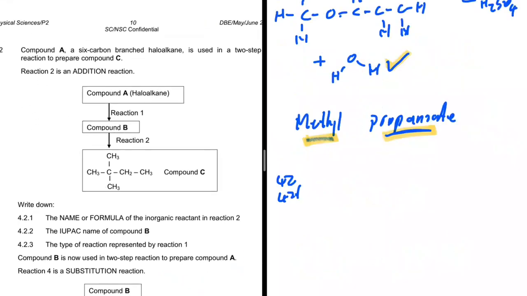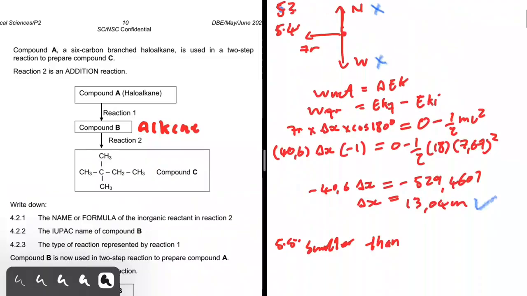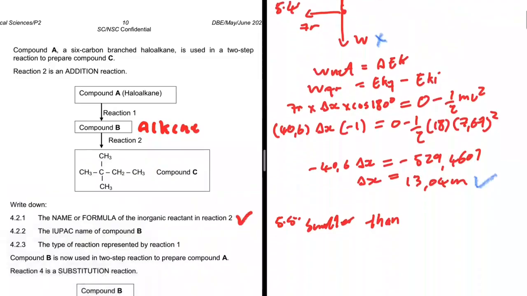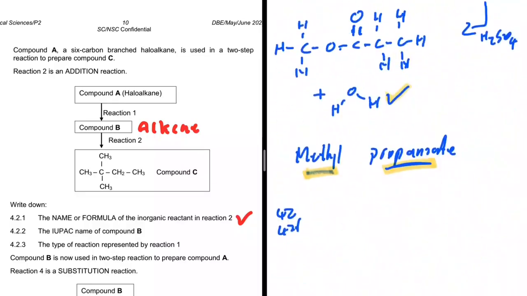4.2. Compound A is a 6-carbon branched haloalkane and it is used in a 2-step reaction to prepare compound C. Okay, so compound A, and then we go to B, and lastly we go to C. Reaction 2 is an addition reaction. If reaction 2 is an addition reaction, then here we have an alkene because you can only add to an alkene. Okay, we know that for sure. And then 4.2.1, the name or formula of the inorganic reactant needed in reaction 2. So we have an alkene and our product is an alkane.